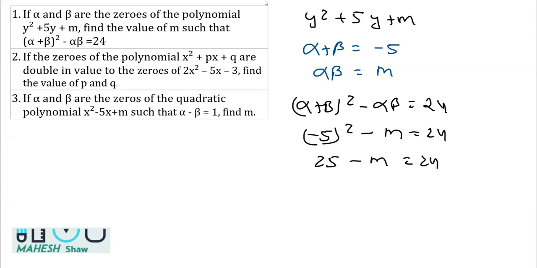Since we have to get the value of m, I can transpose m to the other side and 24 to the left. So m will become positive on transposing and 24 will become minus. So 25 minus 24, that is 1. So we got the value of m as 1.